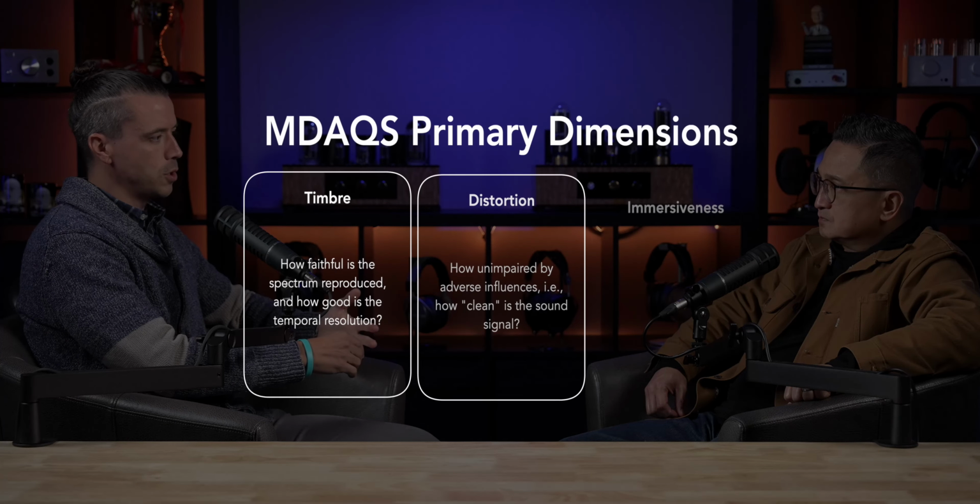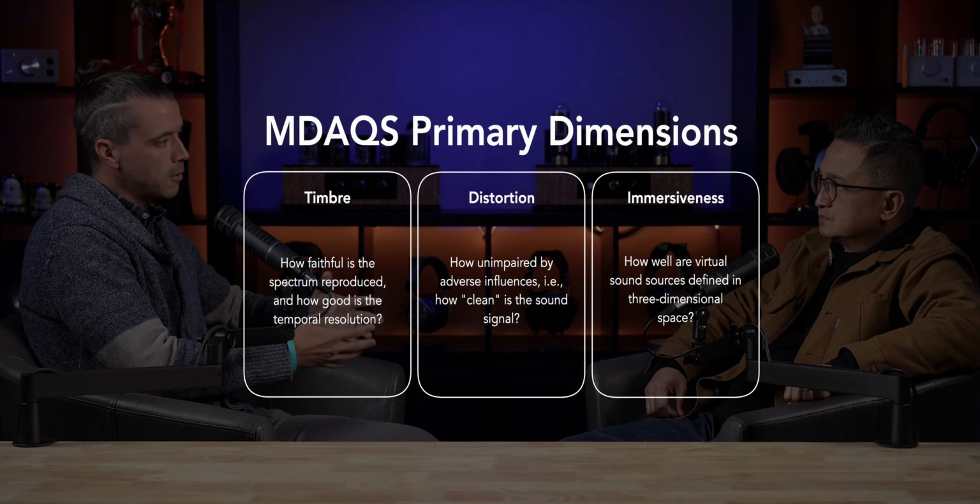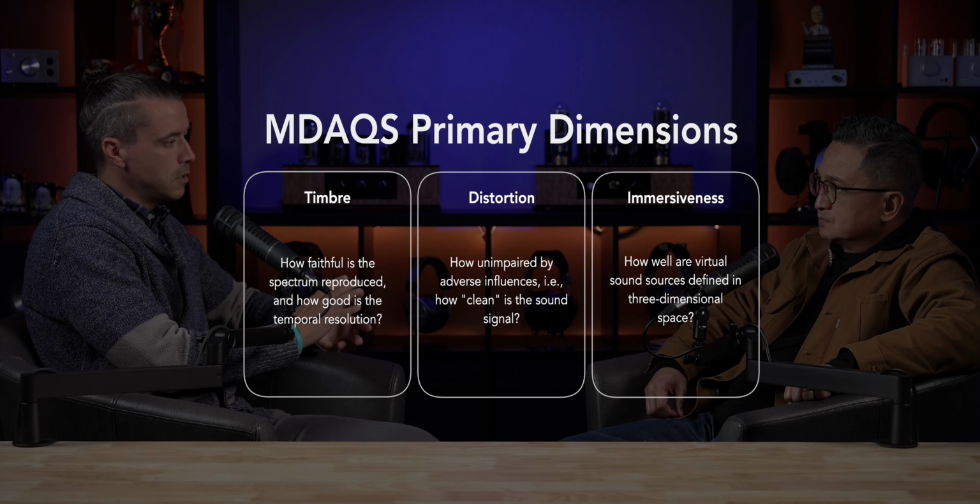Because it is rooted in human perception, it's more than just one single number that indicates the overall quality score. It also includes 3 dimensions that are used to help form that impression. Again, this is based on research into human preferences. Those 3 dimensions are timbre, distortion, and immersiveness. So it's an algorithm that gives us the 3 subdimensions and an overall quality score for a pair of headphones.